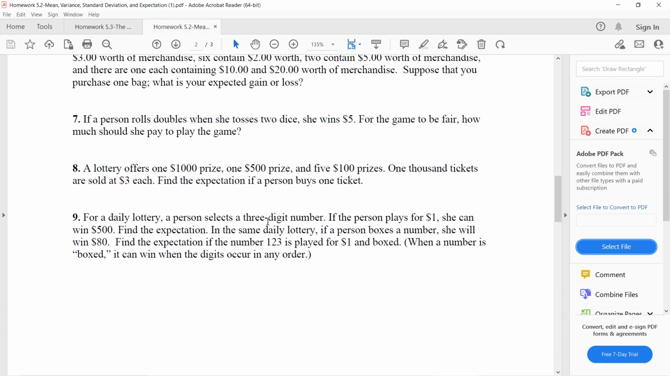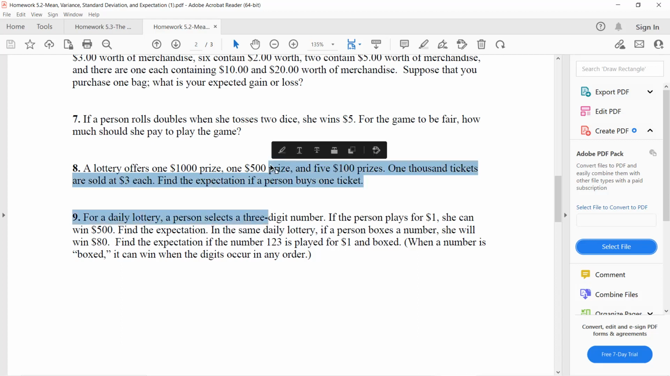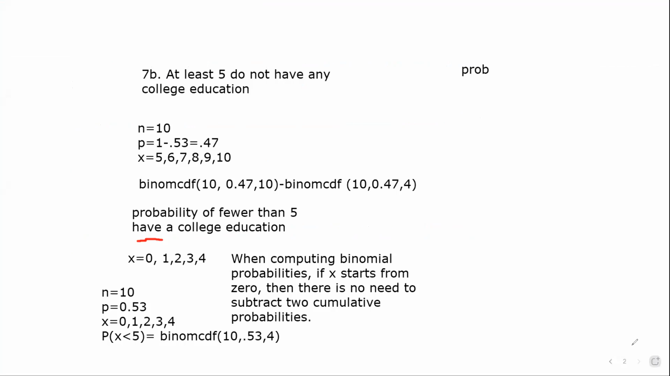I continue. So we have, for a daily lottery, a person selects a 3-digit number, if you play for a dollar, you win 500. Now, there's two ways to do this, and she'll take either method. Before I show you how to do this, which method did you use? Did you use X as the prize or X as the game? X as the game. Gain, okay. So in that case, this is section 5.2, number 7.